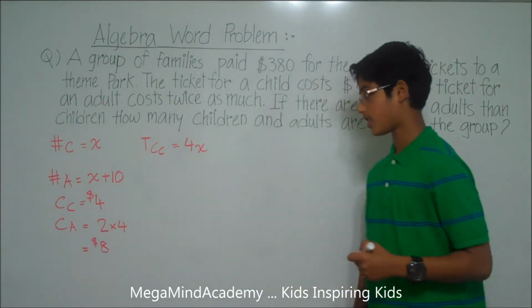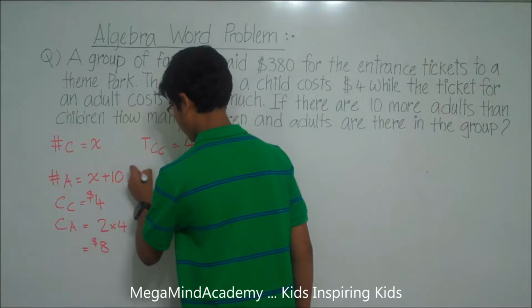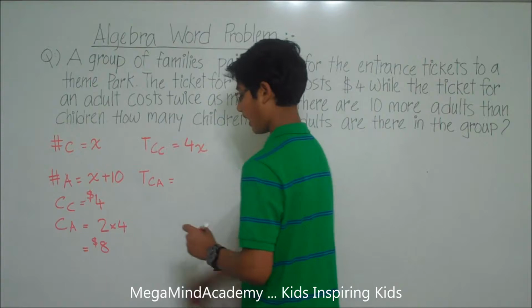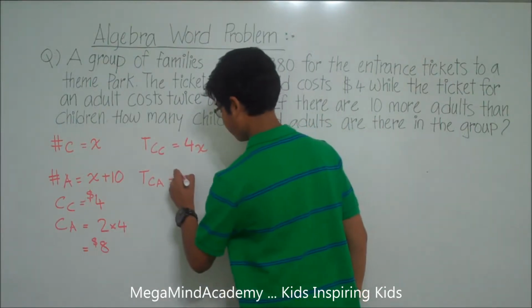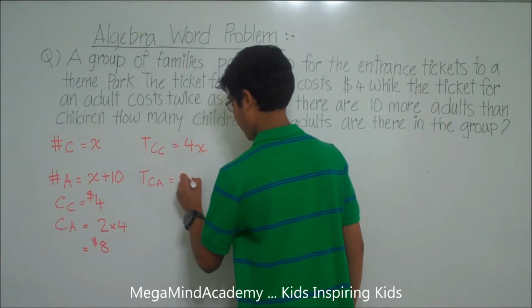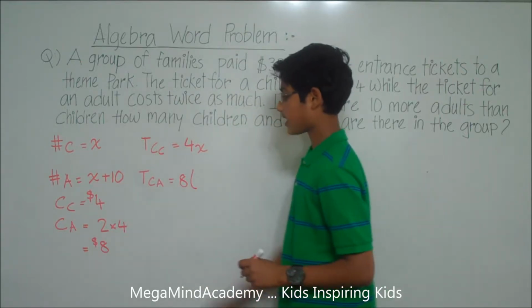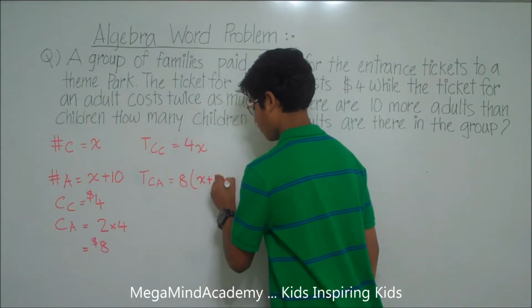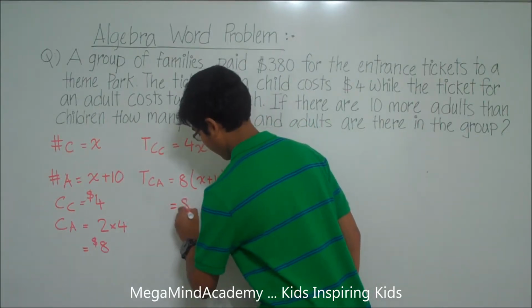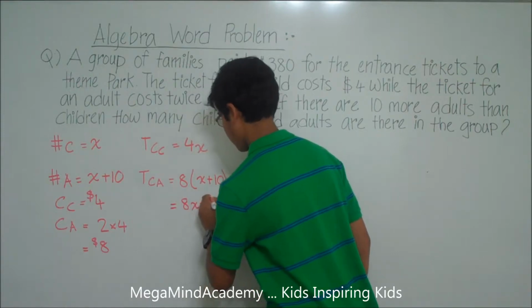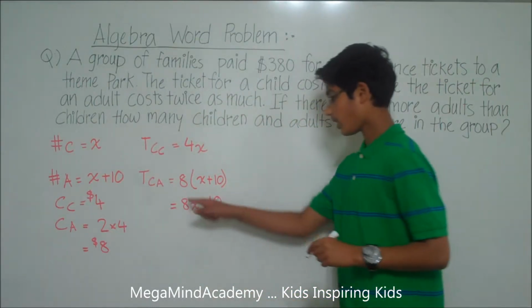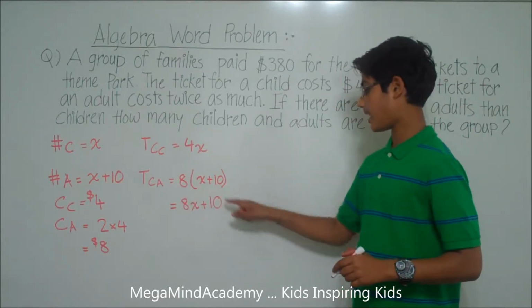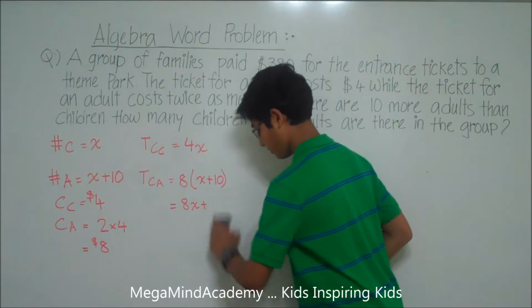And the total cost of an adult, T for total, C for cost, A for adult, is equal to 8, which is the cost of one adult, times, in parentheses, x plus 10, which is equal to 8x plus 80. Because 8 times x is 8x, plus 8 times 10 is 80, not 10. Whoops.